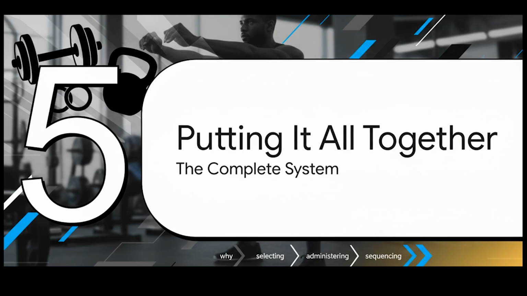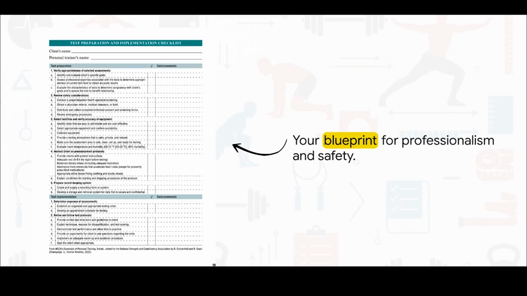All right, last section. Let's put all of these pieces together and look at the big picture. This right here, this is your game plan. It's a professional, systematic way to make sure you've dotted all your I's and crossed all your T's. You're checking your equipment, you're confirming the sequence, you're preparing your client. Following a clear process like this is what separates the great trainers from the average ones.